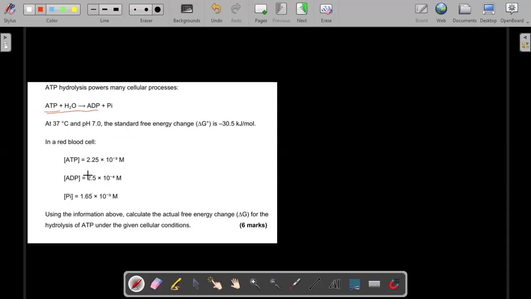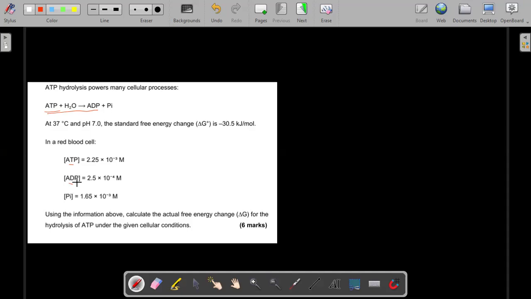Here we've been given the concentration of the ATP before it undergoes hydrolysis, then also the ADP that has been formed after the hydrolysis of our ATP, and the concentration of the phosphate group which has been removed from the ATP. ATP stands for adenosine triphosphate. We remove one phosphate group from the three, so we remain with two. That's where the ADP is coming from. Di means two phosphates have remained.